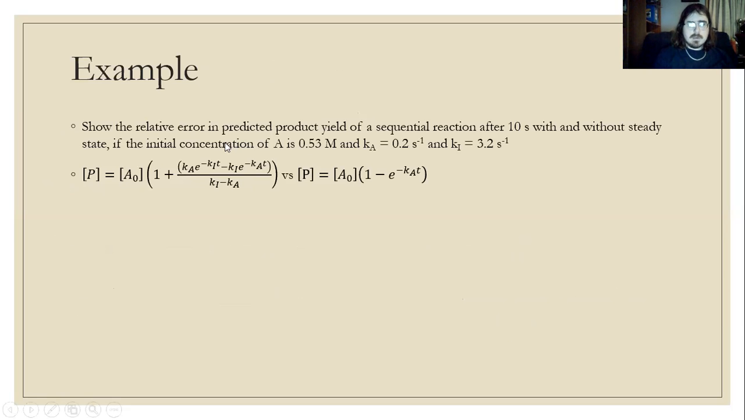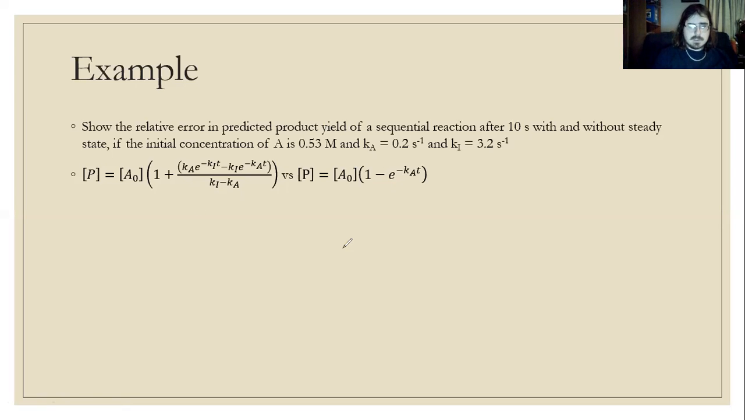So we want to show the relative error in the predicted product of the sequential reaction after 10 seconds, with and without the steady state approximation. The initial concentration of A equals 0.53 molar, Ka is 0.2, and Ki is 3.2. So let's look at this.